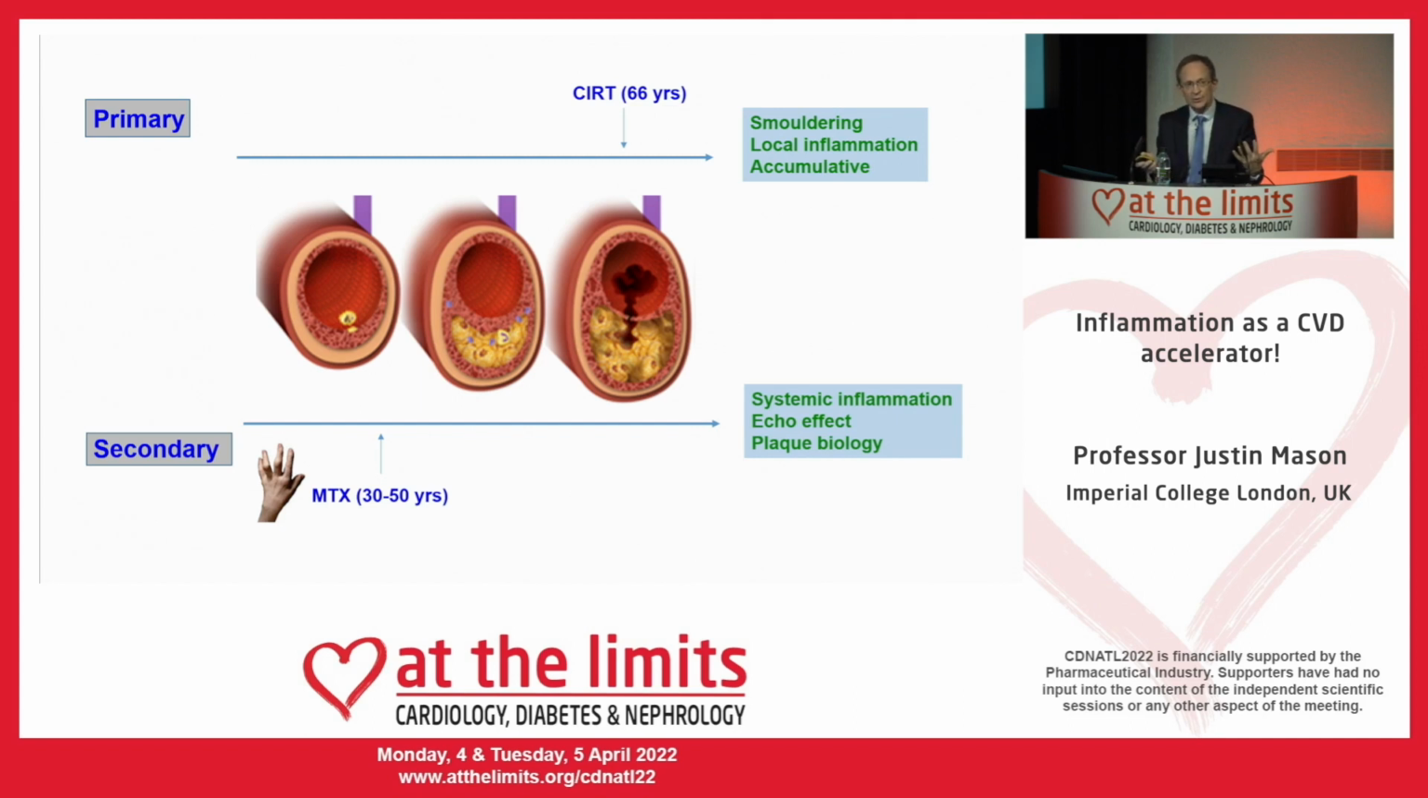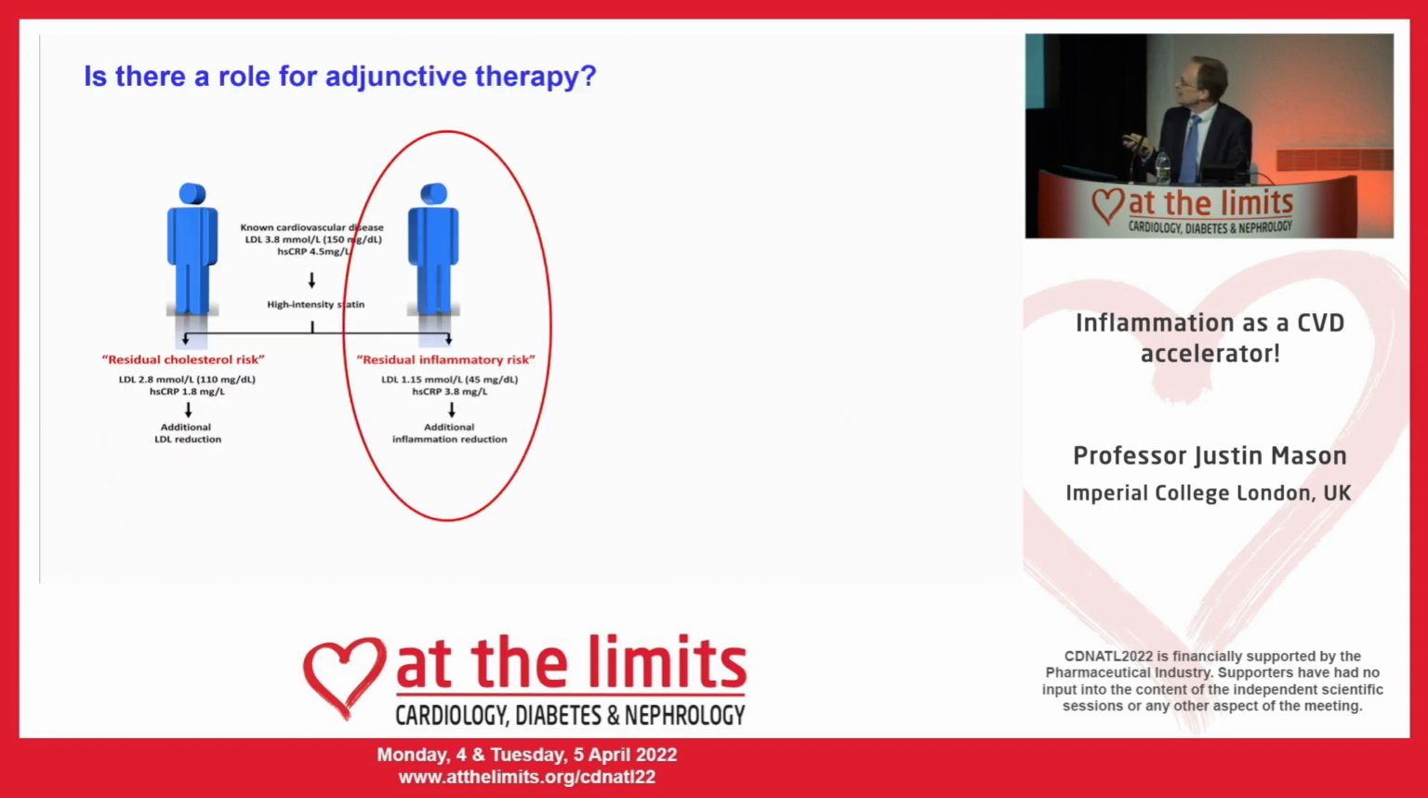Whereas if you look at the rheumatoid studies, most patients develop rheumatoid in the third and fourth decade, and if you introduce methotrexate at that stage, one might imagine at least that the process of atherogenesis was much earlier in the pathway. And they have systemic inflammation, they have perhaps this echo effect, and they have different plaque biology. So we may be comparing apples with pears here, and I think we should be careful about throwing out methotrexate as a potential agent going forward.